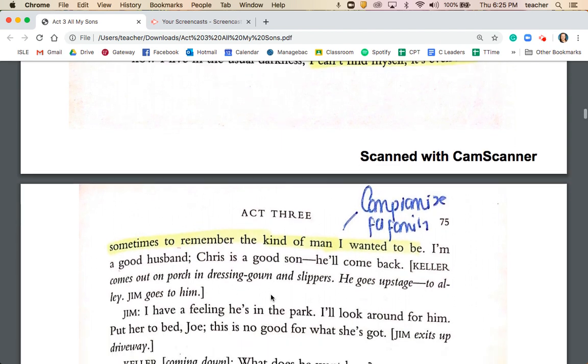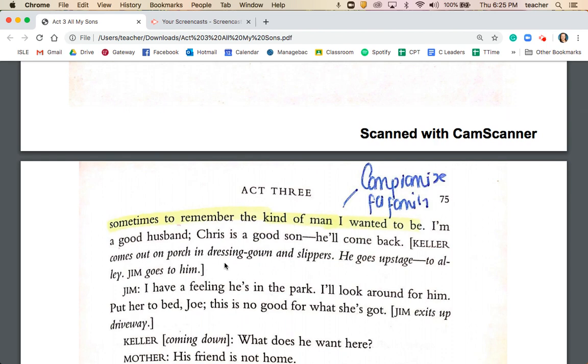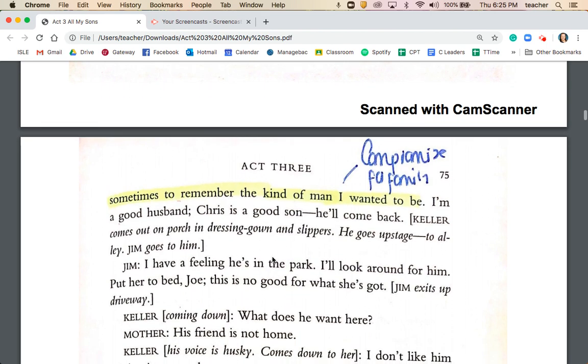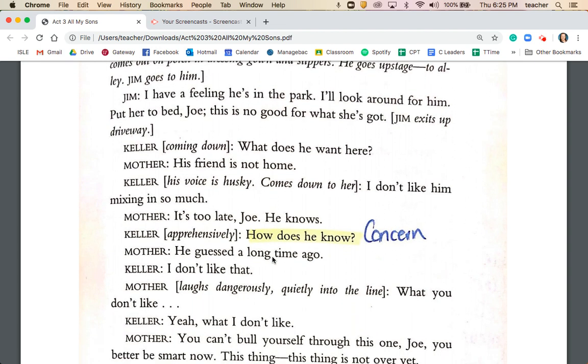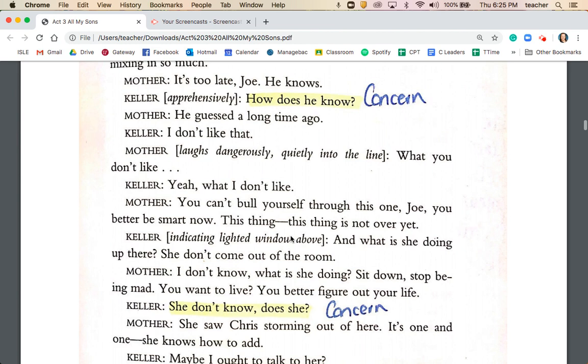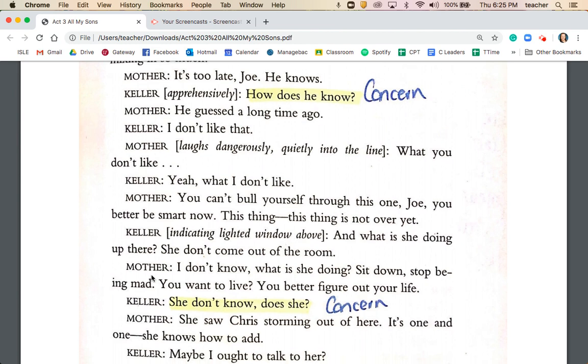So Joe arrives then in the scene at this moment, and he's in his dressing gown and slippers. It's obviously the middle of the night. And he is immediately upset and anxious when he realizes that Jim knows. So he says, "How does he know?" And then later, Mother's concern reinforces that Anne knows as well. And again, he asks another question. "She doesn't know, does she?" He is very concerned about other people's perceptions of him and very worried about it.